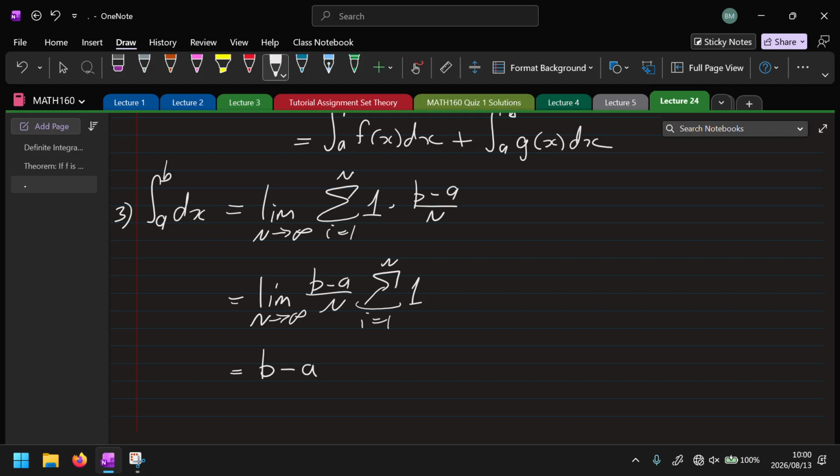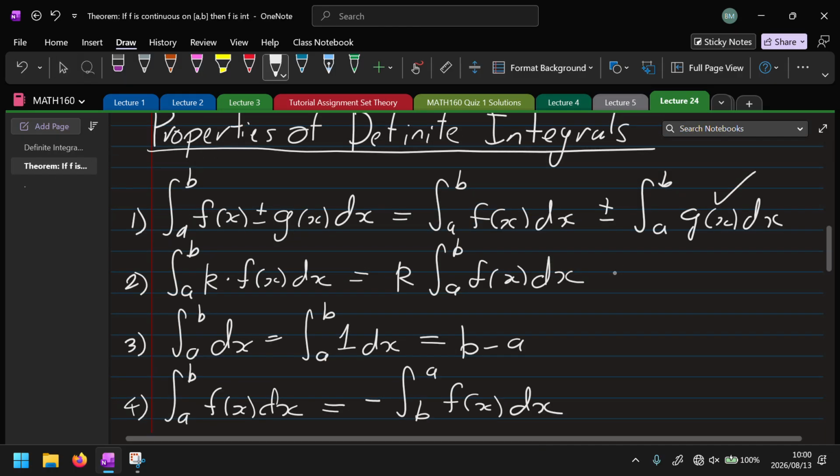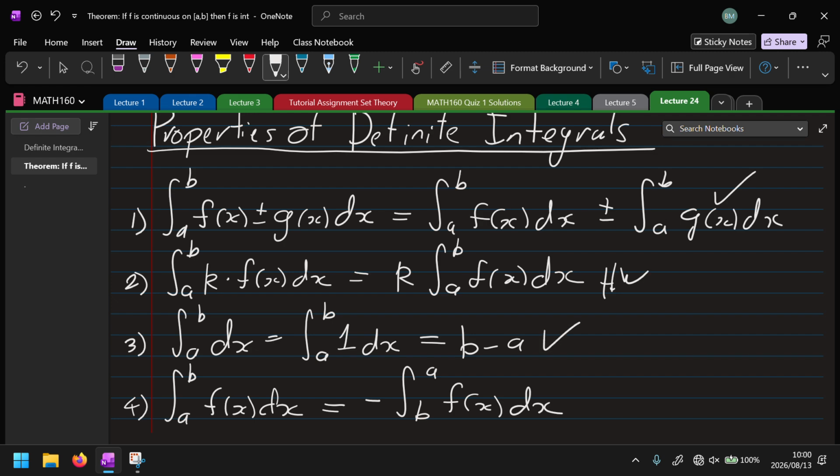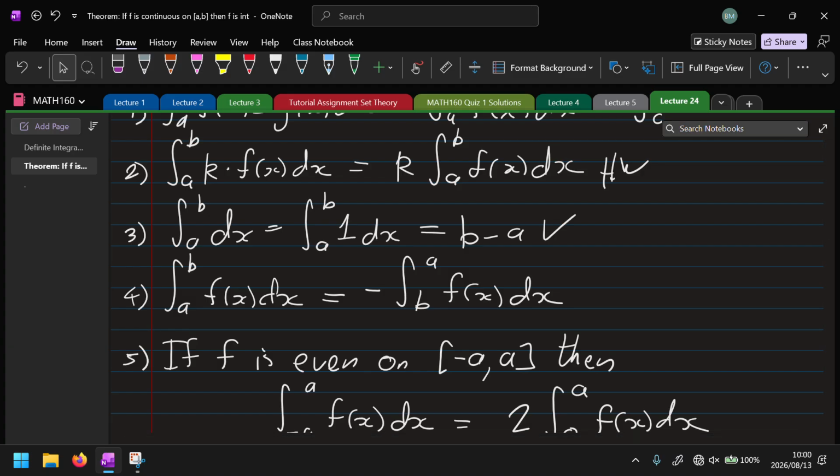Very simple. 2 lines. So I'll put here 2, that's for homework. 3, that's done. 4 we'll go through, 5 we'll go through, 6 will be for homework. Okay, so number 4. Let's go through that one.